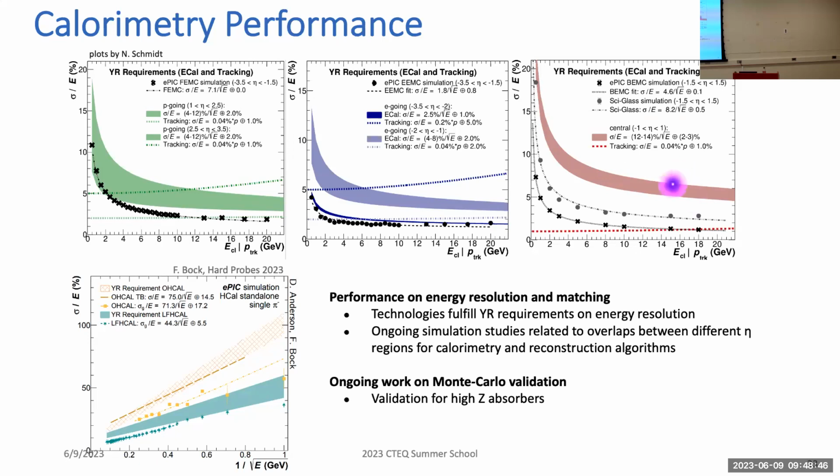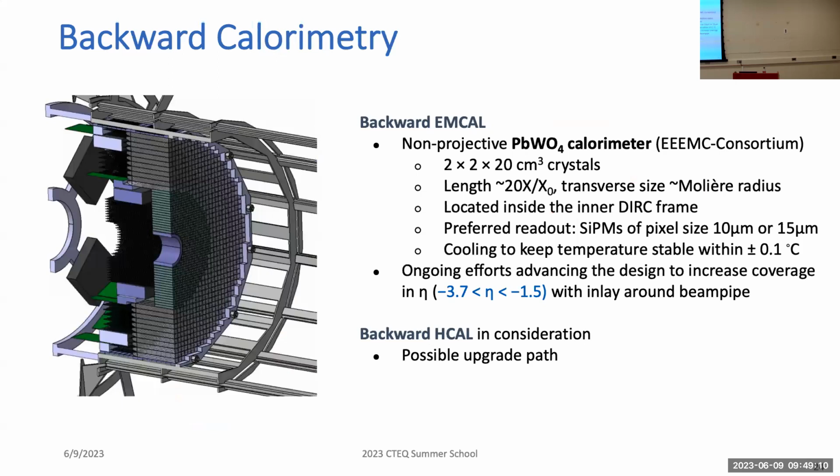And then this is the outer H-cal and the LF H-cal, and you can see they also exceed the performance requirements. But you can see here the stochastic term is like 2.5% over root E for the electromagnetic calorimeter. Here for the H-cal, 75% over root E. So there's a massive difference between how well you can do between electromagnetic and hadronic calorimetry.